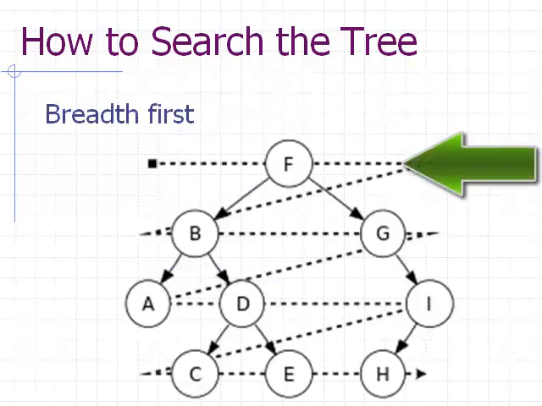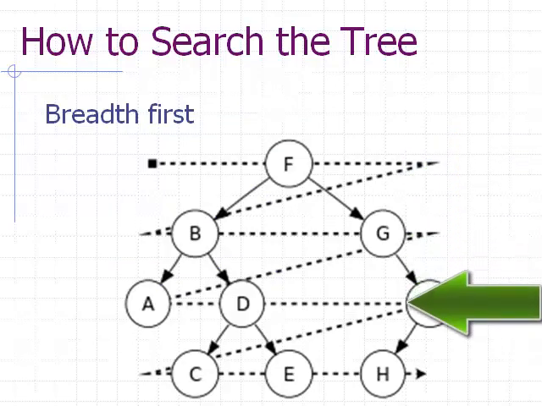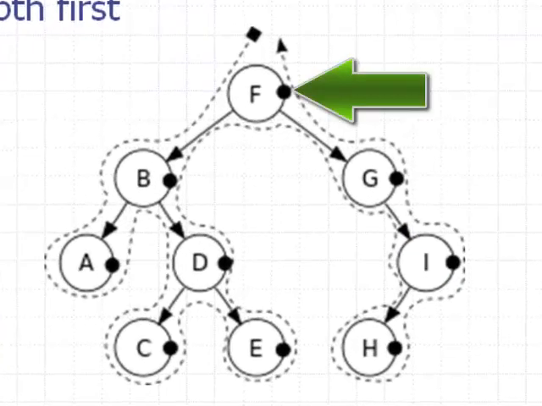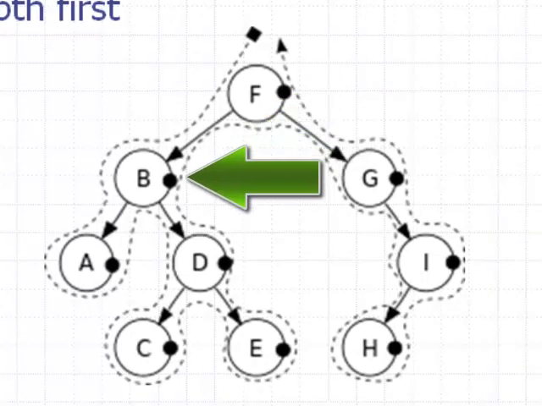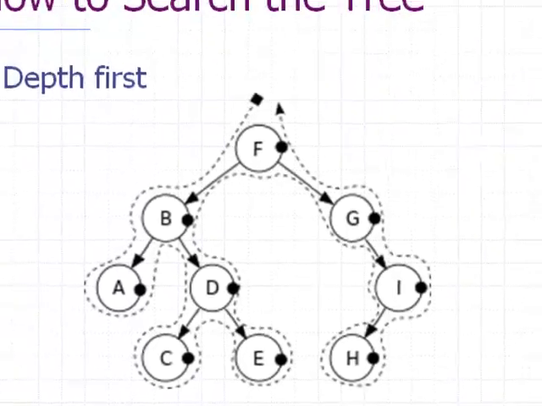Breadth first, you do all the parents first, then the children, then all the grandchildren, and so on and so on. In depth first, you do a parent, one of the children, one of the grandchildren, and so on. This is the technique we're going to be using for the next problems.